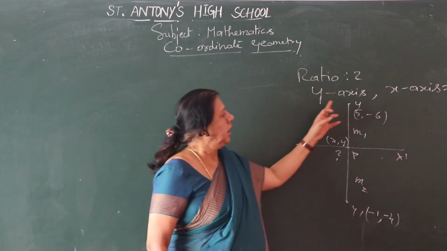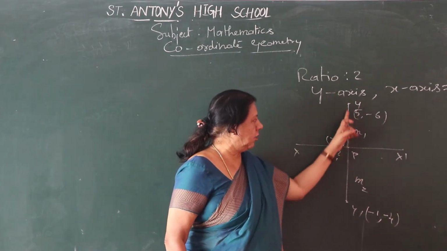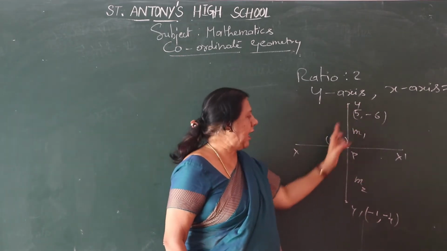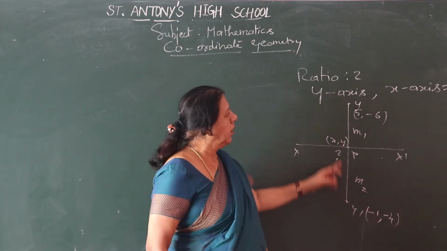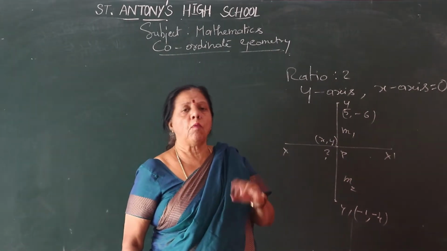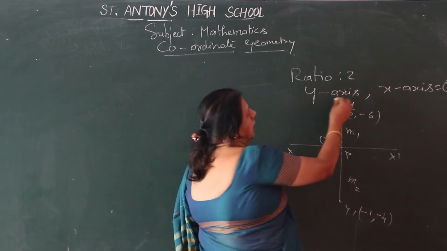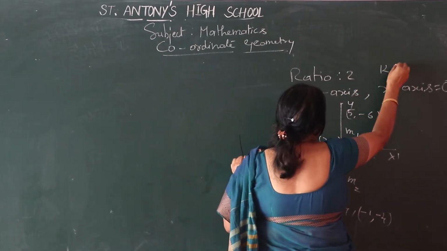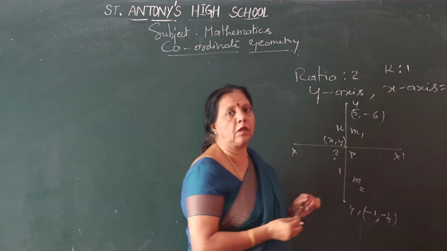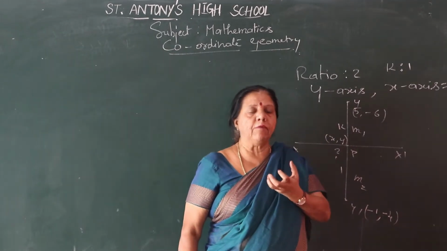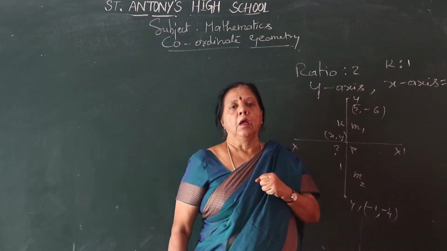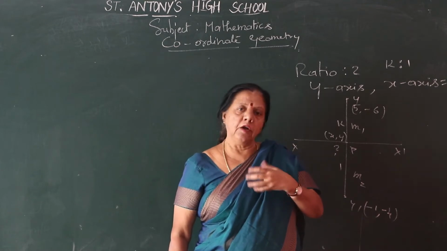So the y-axis divides the segment. The y-axis points they have given, but here the x-coordinate will become 0. So what is the ratio you are taking? Assume it as k is to 1. Assume, keep the k value. Now use the section formula and find out.